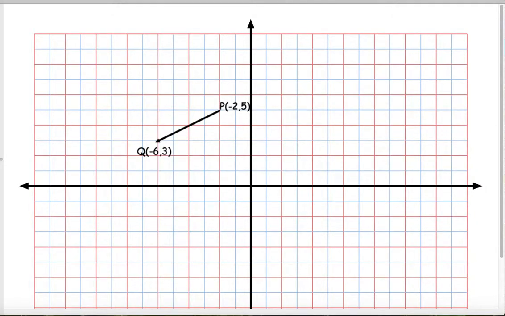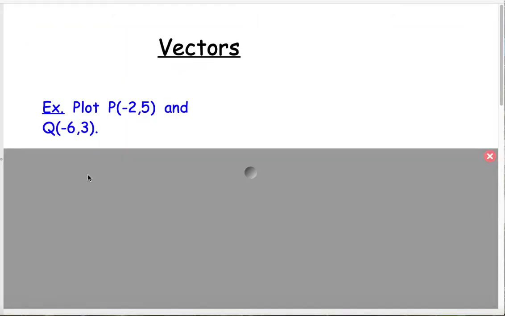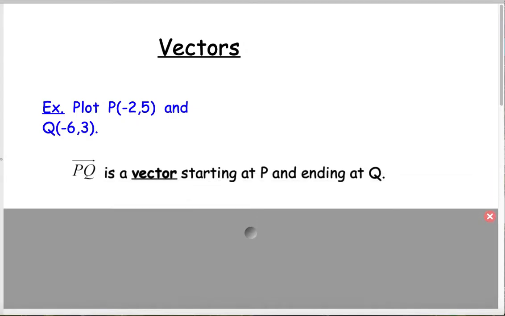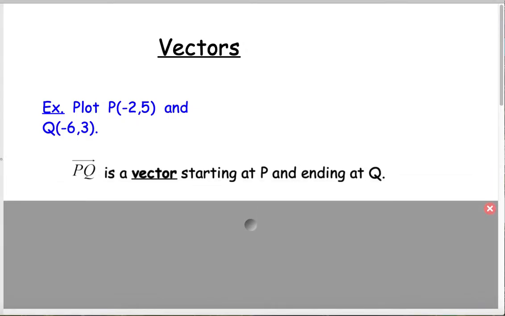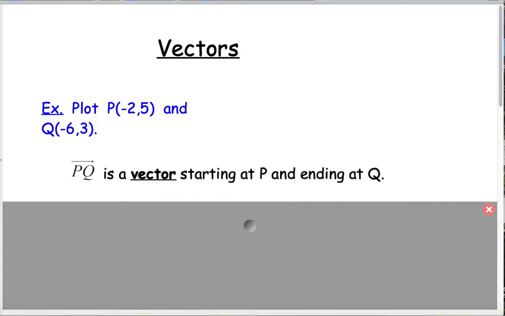So this is a vector. Notice there's an arrow on one end. The notation for a vector is the 2 capital letters with an arrow above it. Now notice I started at P and I went in the direction of Q and I ended at Q. So P is the first letter I write and then Q is the second letter. On the other hand, if I was going from Q to P, I would write QP.